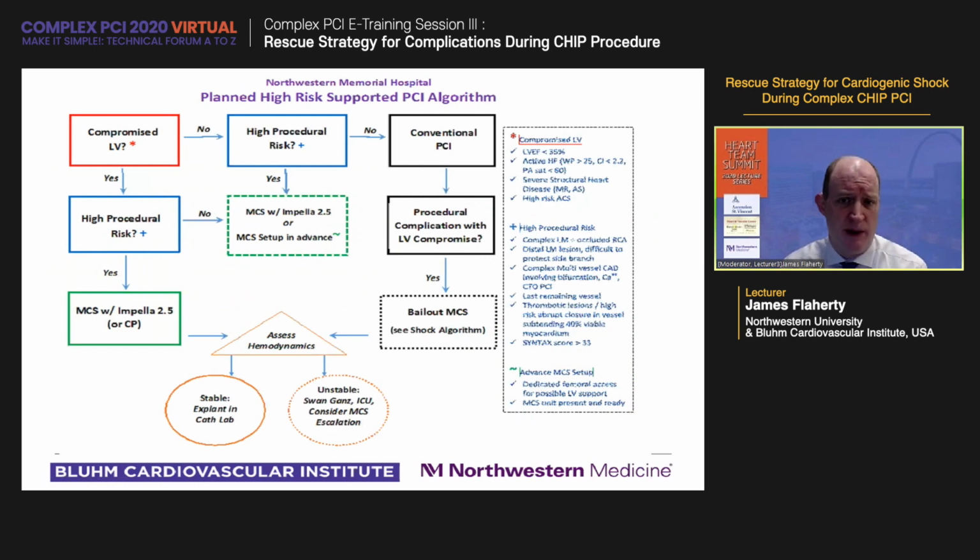Here's a kind of busy protocol, but this is our own institutional program on how to support patients or bail them out in a high-risk case. I won't go through it in detail.